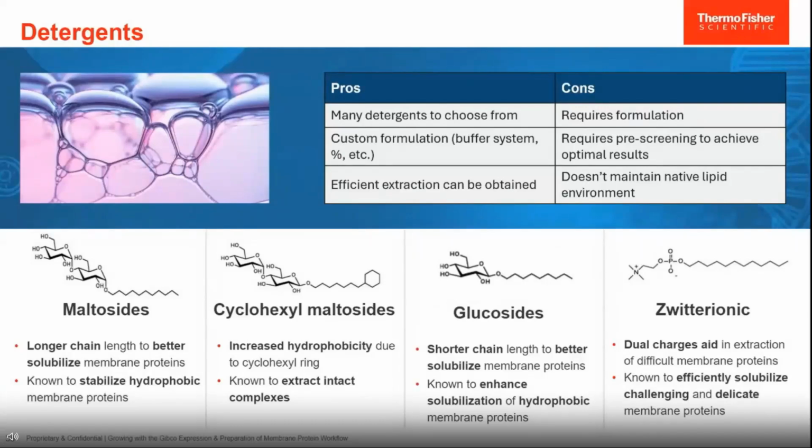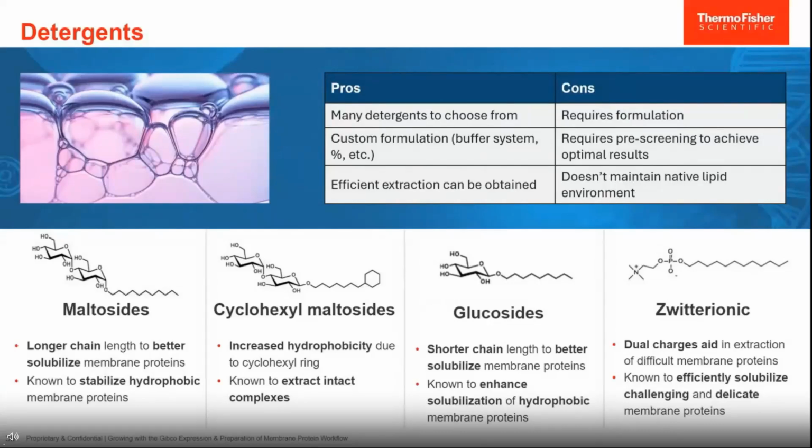Now you can narrow down your screening by choosing the optimal detergent characteristics. For example, longer chain maltosides have increased solubilization efficiency, while shorter chained glucosides have increased solubilization efficiency, so they're opposite. Knowing this will be beneficial to choose one or two of each to begin your screening and focus in from there.